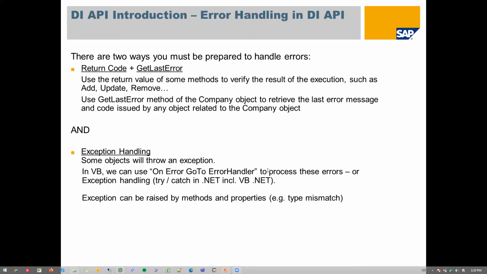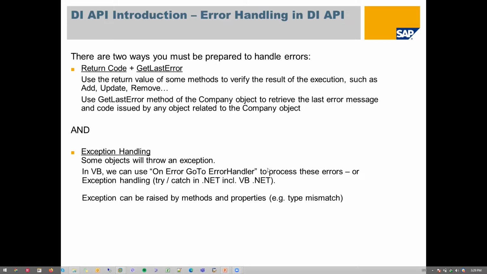In the DI API, there are two ways to handle errors. One is the return code plus the GetLastError. So we use the return code to check if the function that we call returns a value. Just like last session, if the return value is not equal to zero, then there is an error encountered. And we can get the description and the error code using the GetLastError function of the oCompany object.